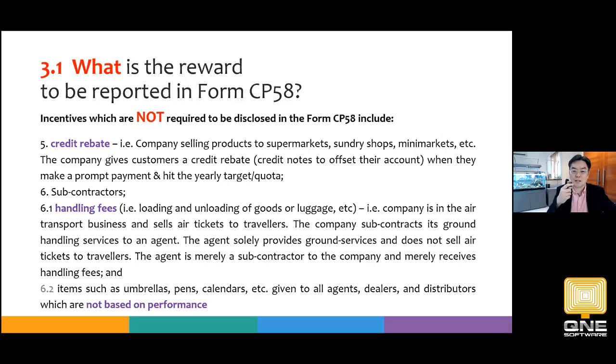Let's look at the next slide. Number 5, credit rebates. When companies sell products to supermarkets and mini markets, the company gives customers some credit rebate, like a credit note to offset their accounts when they make prompt payment. We call it an early payment discount. These are not to be included in your CP58 because it doesn't involve any benefit or cash transaction.